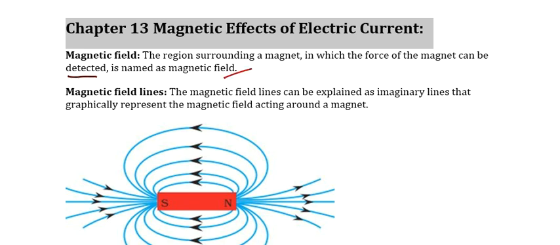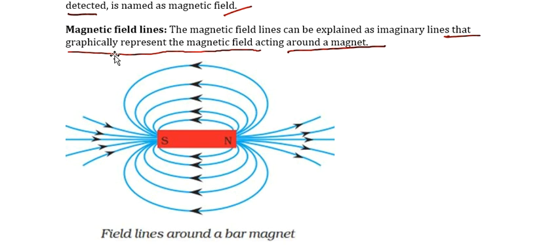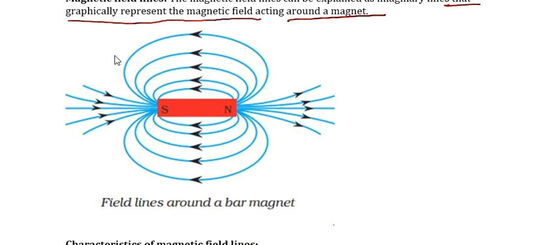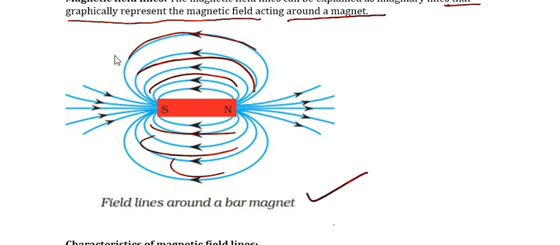What are magnetic field lines? Magnetic field lines can be explained as imaginary lines that graphically represent the magnetic field acting around a magnet. You can see in the picture here, right? Field lines around a bar magnet. This is the pattern of magnetic field lines.